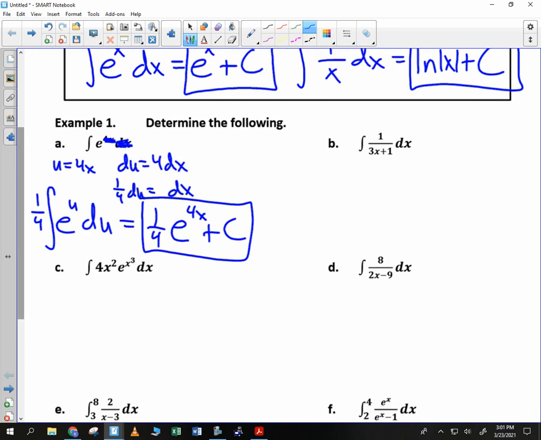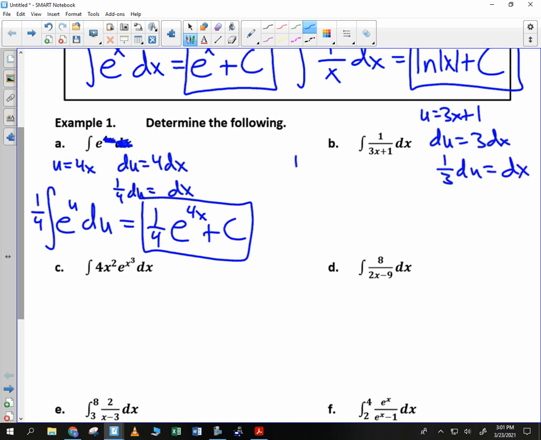Letter B, we have a slightly different form. You can see that this is a fraction. This is going to be the form of 1 over x. Except we will set up substitution by saying that u is equal to 3x plus 1. Therefore, du is equal to 3 dx. I don't have a 3. Divide by 3, get 1/3 du is equal to dx.